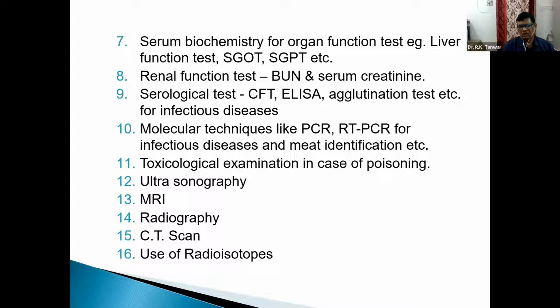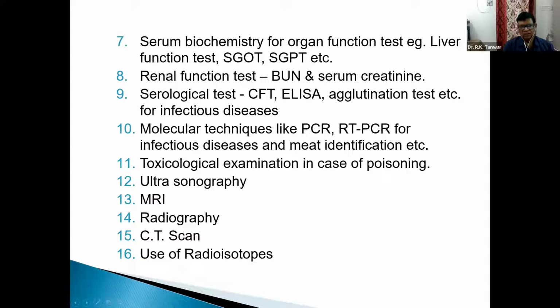So these RT-PCR techniques are very helpful for diagnosis of infectious diseases as well as for meat identification. Nowadays there is adulteration of meat, so these techniques help determine whether it is sheep meat or goat meat or adulterated with other species. That we can only diagnose with molecular techniques.